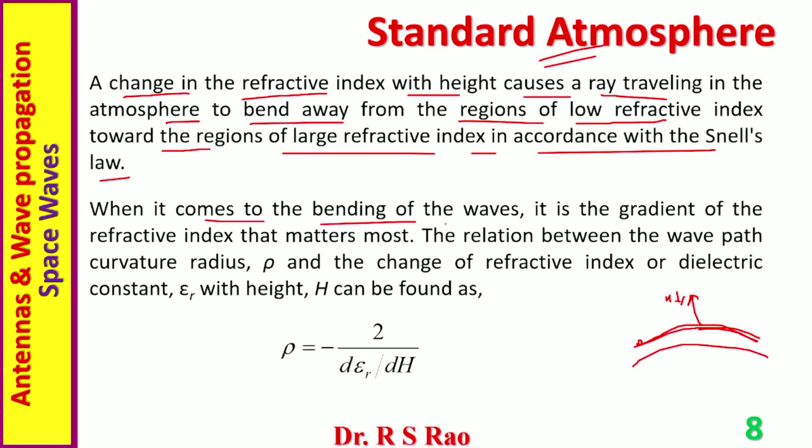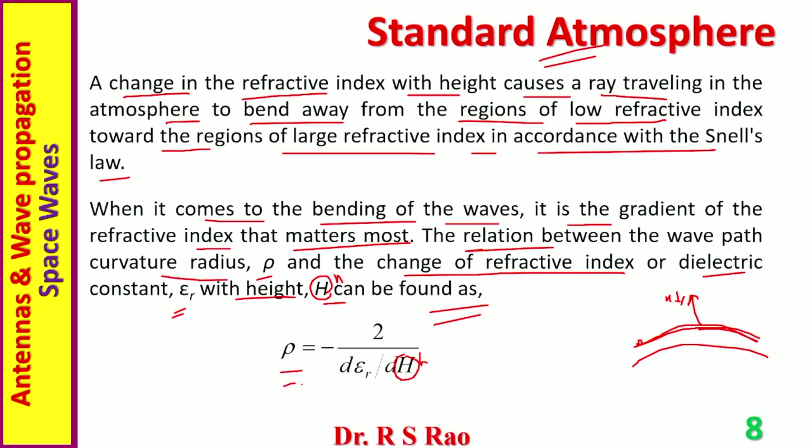When it comes to the bending of the waves, it is the gradient of the refractive index that matters most. The relation between the wave path curvature radius rho and the change of refractive index or dielectric constant epsilon r with height h can be found as rho is equal to minus 2 over d epsilon r by dh. The height is sometimes indicated by capital H, sometimes by small h. Anyway, whether it is capital H or small h, it is height above the ground. This is the relation between rho, the curvature radius of the wave path, and the change of refractive index or dielectric constant with height.